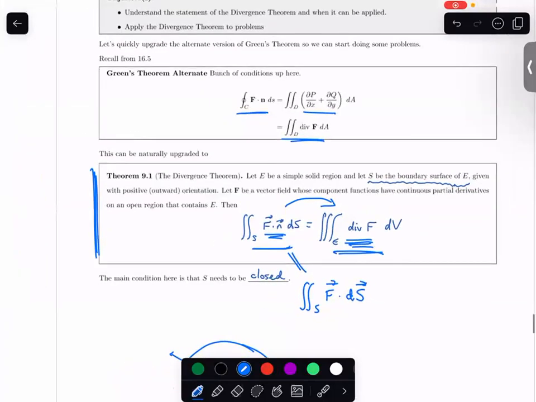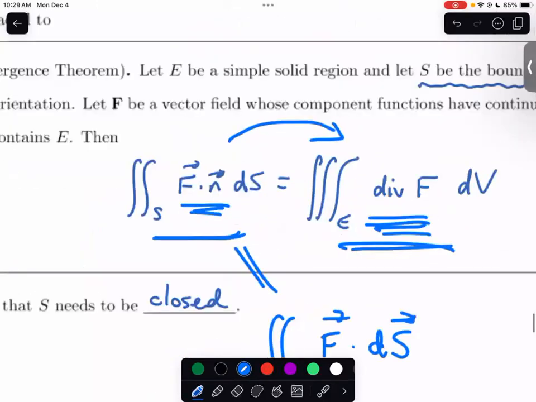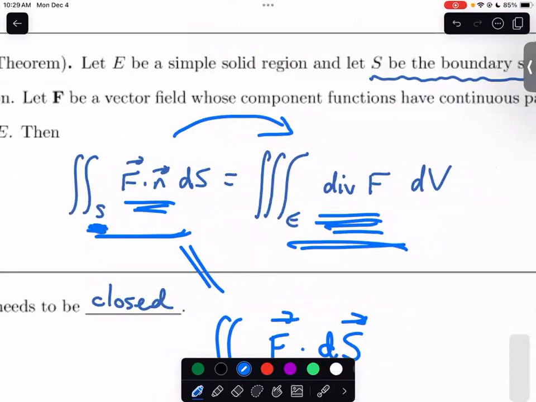Again, the main condition, just like for Green's theorem, for the divergence theorem is that you need to have a closed surface. So it completely surrounds some 3D region, because you need to make this exchange between a double integral and a triple integral. So the S here is the surface. The E is supposed to be this 3D region that the surface completely surrounds.